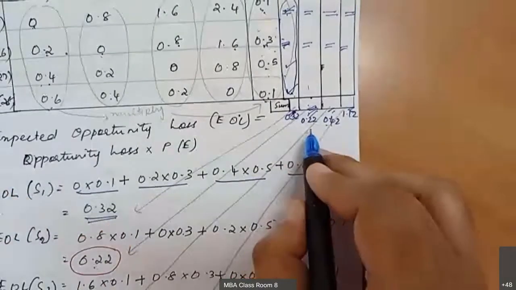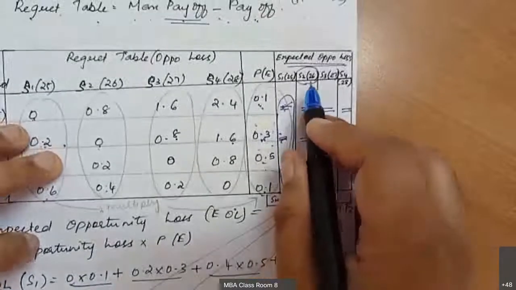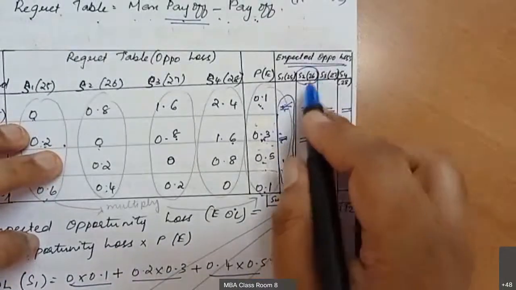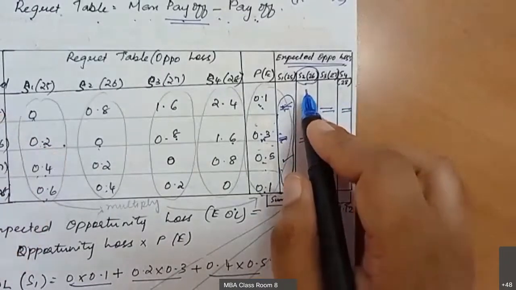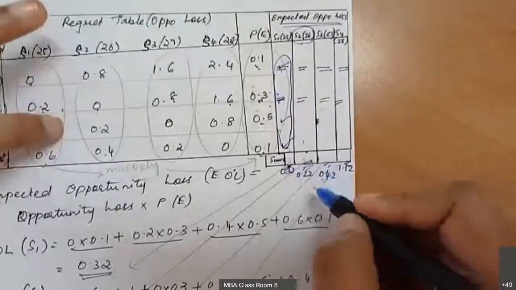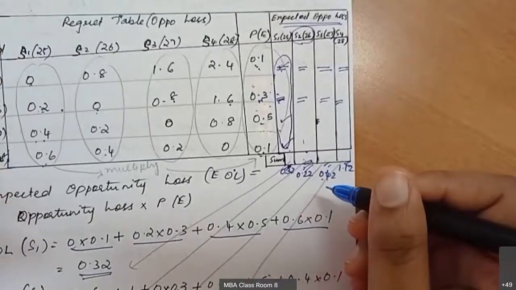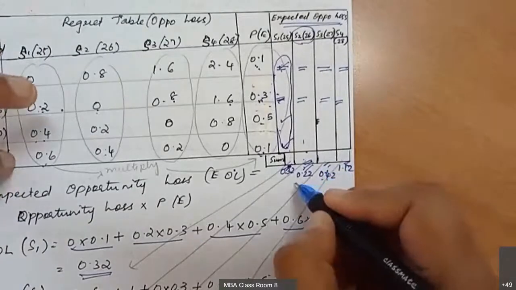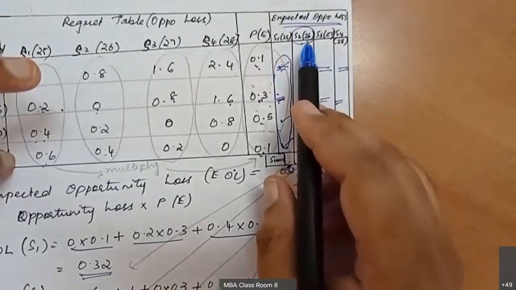Which is the least value? Least value is 0.22. 0.22 corresponds to which strategy? S2, that is 26 cakes. So by EOL also we understand that we have to buy 26 cakes for optimal profit. Why did we take the minimum value? Because it is opportunity loss. We have to always minimize the loss. So the least value among all these 4 values will be our strategy.